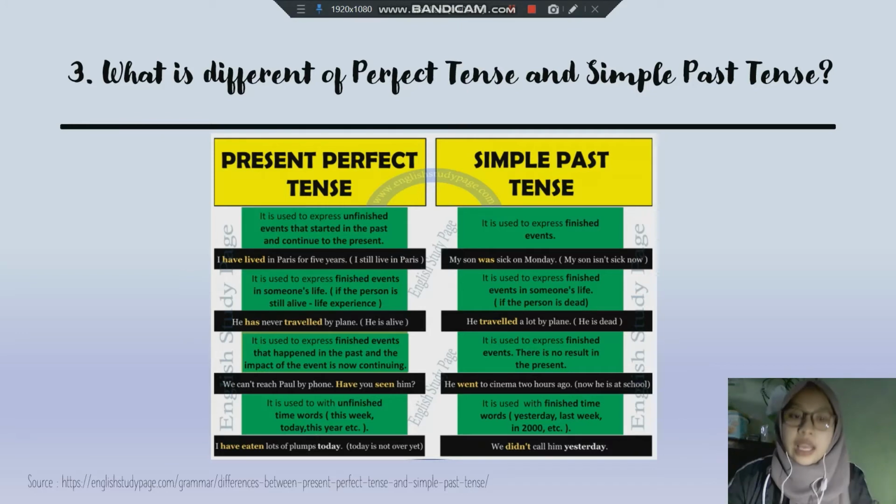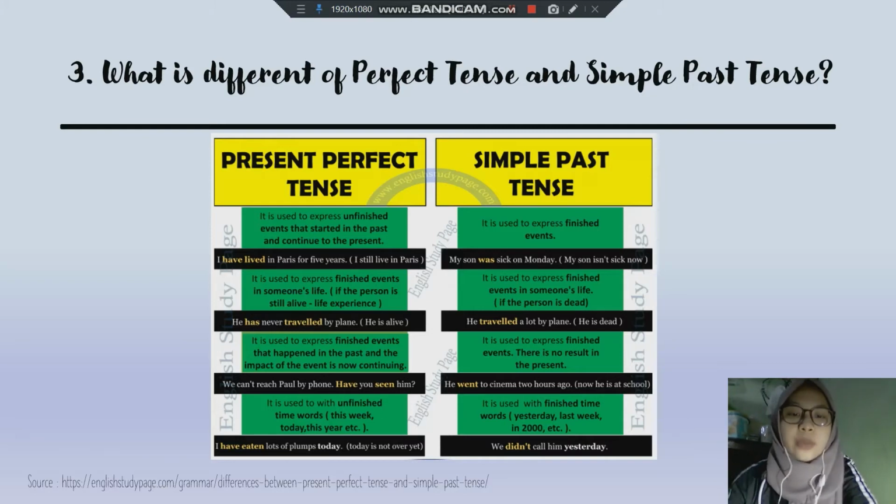For example, he has never traveled by plane because he is alive. For the simple past tense, it is used to express a finished event in someone's life. If the person is dead, he traveled a lot by plane. He is dead.